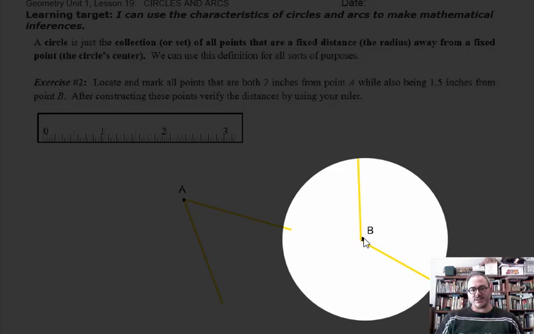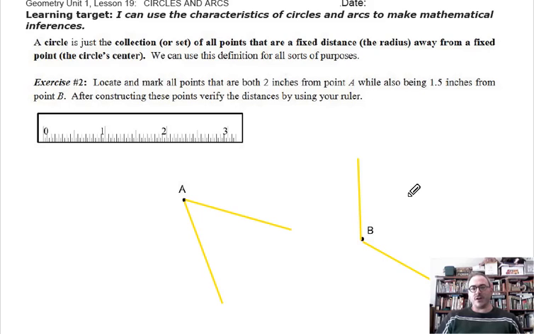Each one of these is a radius. Oh, I moved my circle, sorry. If you have a compass with you, you do that right there. You measure 1.5 inches, all the points around B that are 1.5 inches. With a compass tool, that becomes a really easy job. If you don't have a compass tool, that gets a little bit harder.